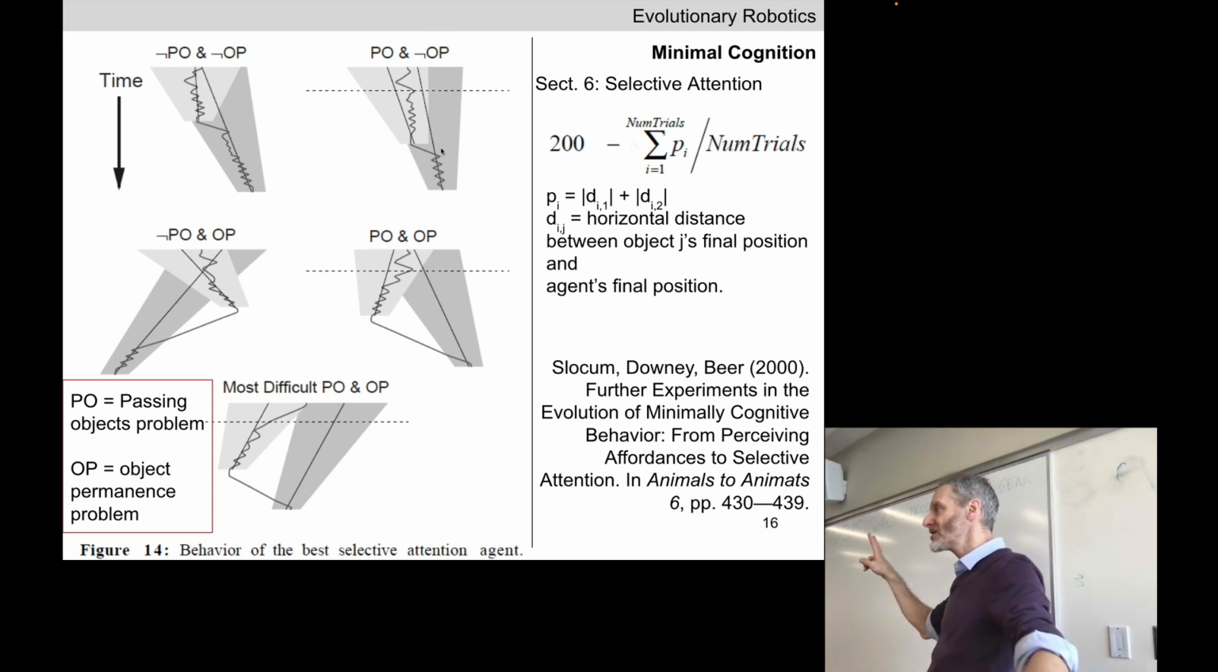Take the same evolved CTRN, reset the environment, drop the pair of objects, but in this case they're going to make the environment a little bit more difficult by introducing the passing object problem. What does the dashed horizontal line represent, do you think?